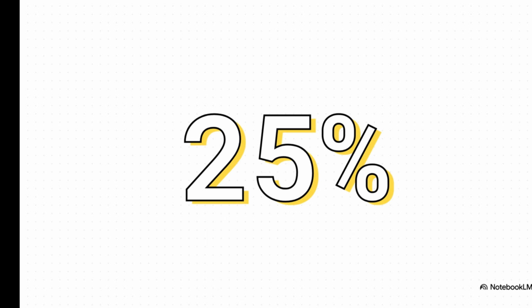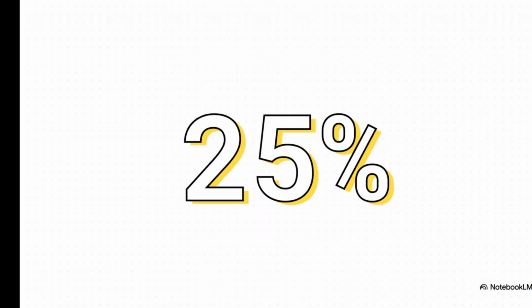Check out this stat. 25% of Y Combinator's winter 2025 startups have code bases that are 95% AI generated. That's a quarter of their latest batch. It's absolutely wild. We are literally living in a totally new era of development. But it also reveals a hidden truth that nobody really talks about when they post those flashy 10-second demo videos on social media. The truth? AI-generated code breaks. Like a lot.